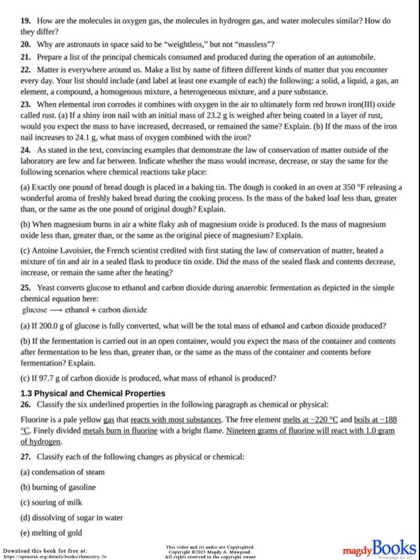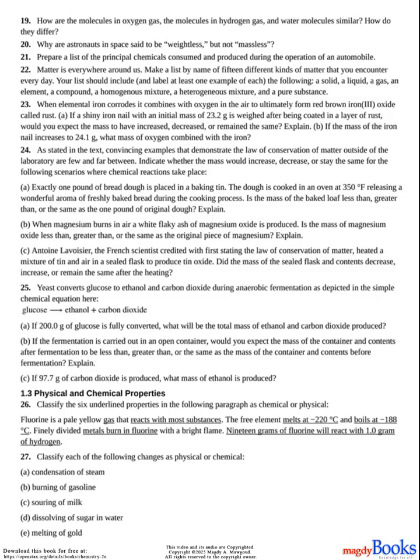1.3. Physical and chemical properties. 26. Classify the 6 underlined properties in the following paragraph as chemical or physical. Fluorine is a pale yellow gas that reacts with most substances. The free element melts at -220 degrees Celsius and boils at -188 degrees Celsius. Finely divided metals burn in fluorine with a bright flame. 19 grams of fluorine will react with 1.0 gram of hydrogen.